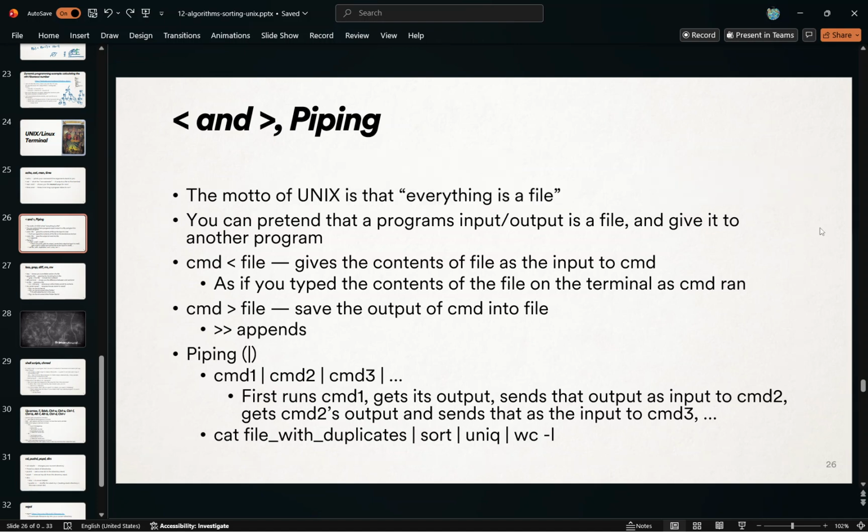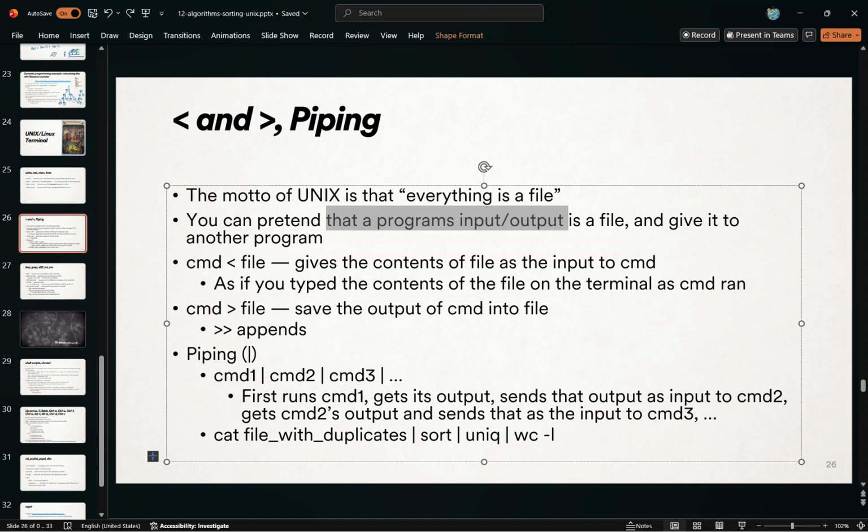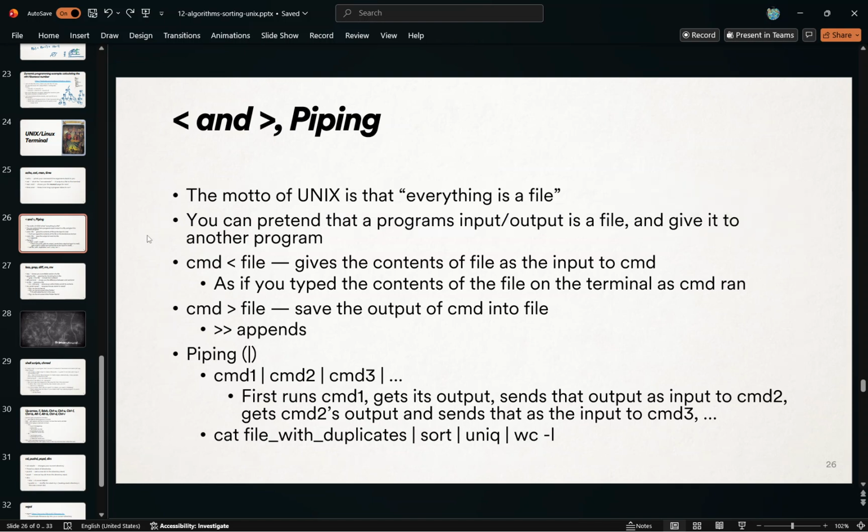So you can basically get away with pretending most things inside of your operating system, if it's Linux at least, is a file, and you can read from it and write to it. And it's really cool. You can pretend that the output of a program or the input to a program is a file, and you can give it to that program in that way. So for example, you can run a command. You can say less than, which is like an arrow. Read it like an arrow. It gives the contents of a file to that command as input. It's like it typed it for you. So give the file to the command as it runs.